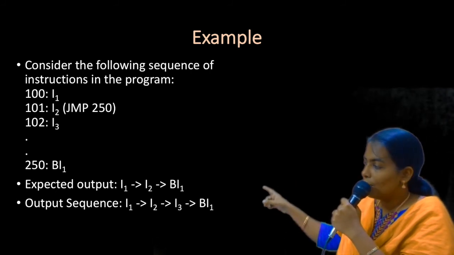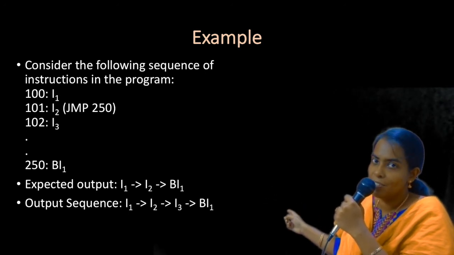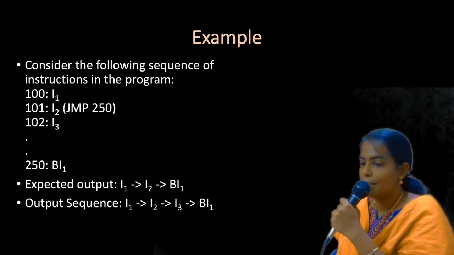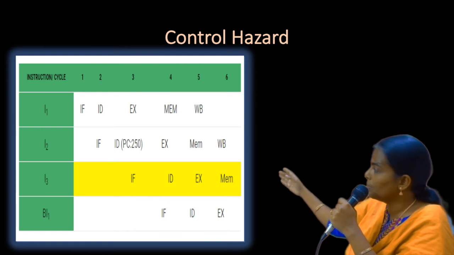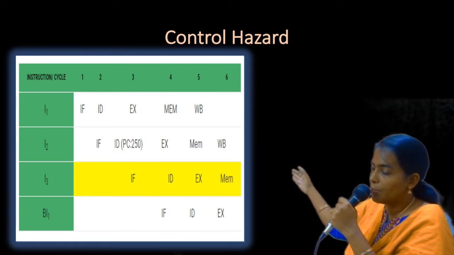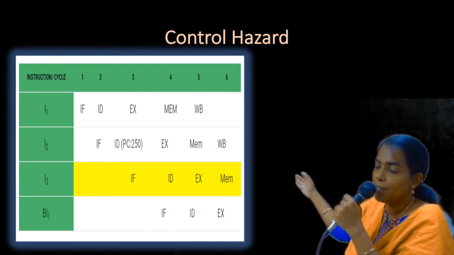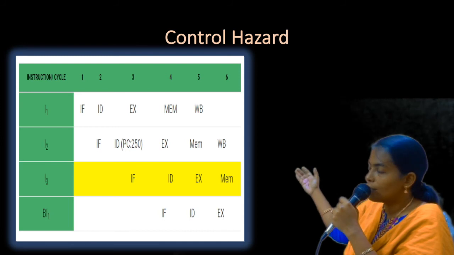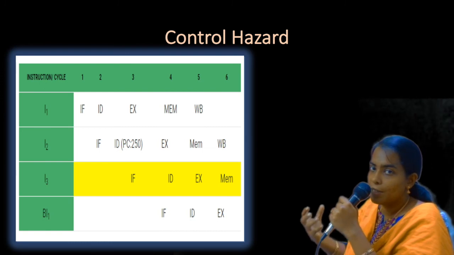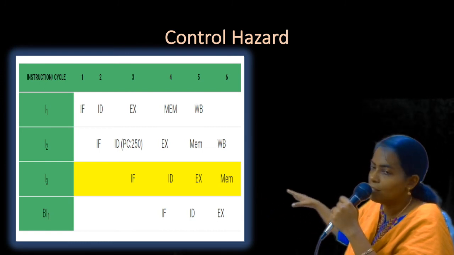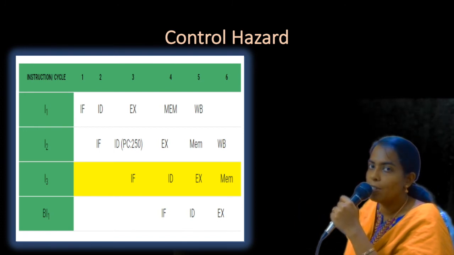So after executing I1 and I2, the control has to go to the branch instruction, which doesn't happen in this example. You see that the I1 instruction is executed, and the I2 instruction is executed. By the end of the second clock cycle, when the I2 instruction is decoded, it is able to understand that the program counter should be incremented by 250. So this is a problem. Since it has understood that it is a branching instruction, it will introduce a stall, where nothing is done during that particular clock cycle.